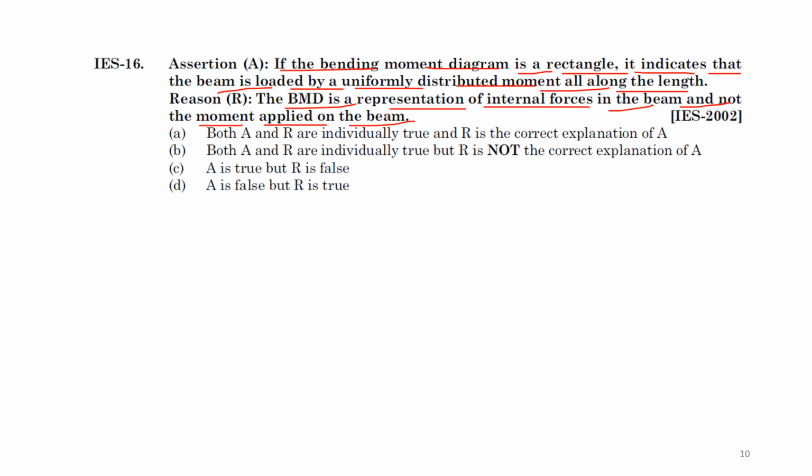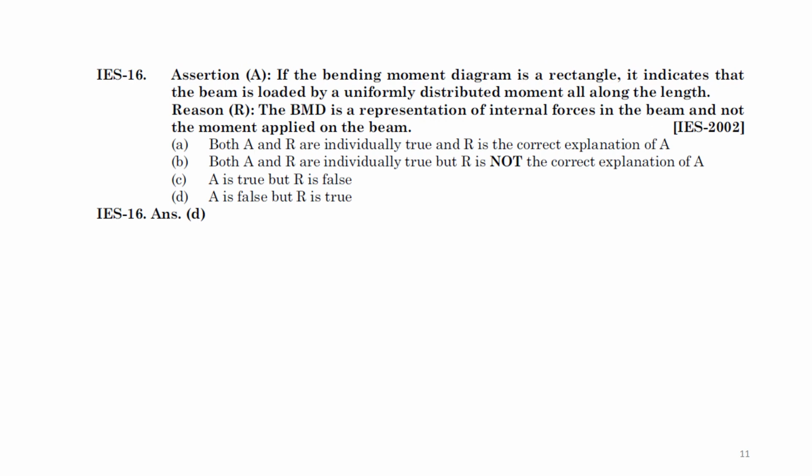See, if the bending moment diagram is a rectangle, it indicates that the beam is loaded by a uniformly distributed moment along the length. No, this is wrong, it does not happen like that. The bending moment is a representation of internal forces in the beam and not the moment applied on the beam. Yes, this is absolutely correct. So the assertion is wrong, the reason is correct, so the answer is D.